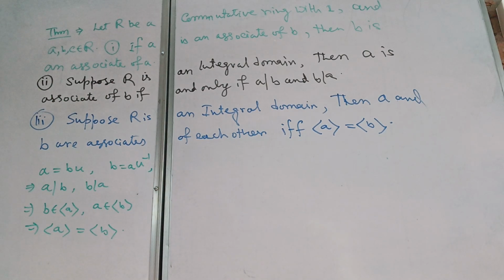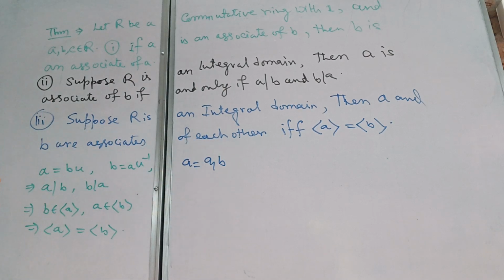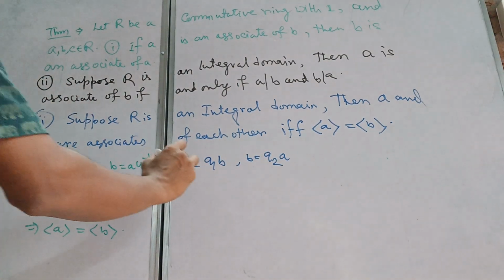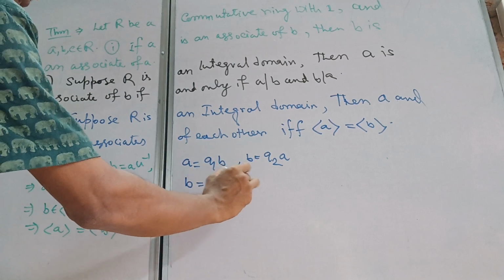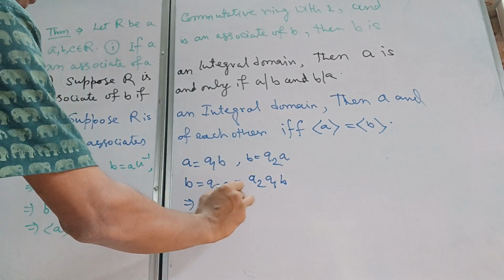Then another way: if the generated set of A equals the generated set of B, then B belongs to the generated set of A and A belongs to the generated set of B. And this implies that A divides B and B divides A. So we write A equals Q1 B and B equals Q2 A. Then B equals Q2 Q1 B, which implies Q2 Q1 equals 1.